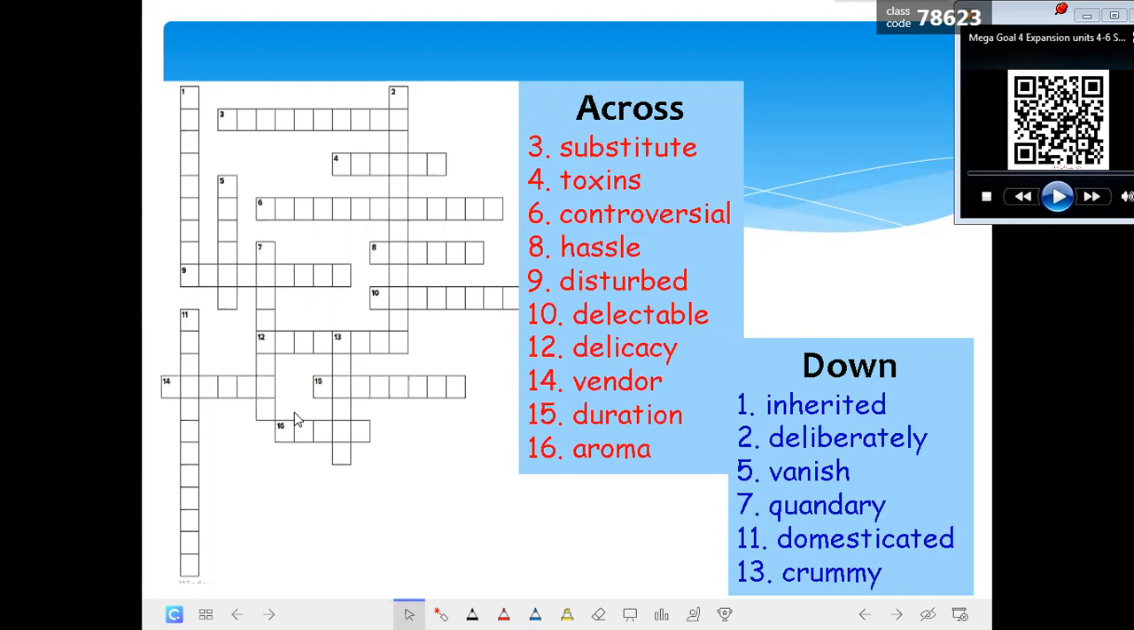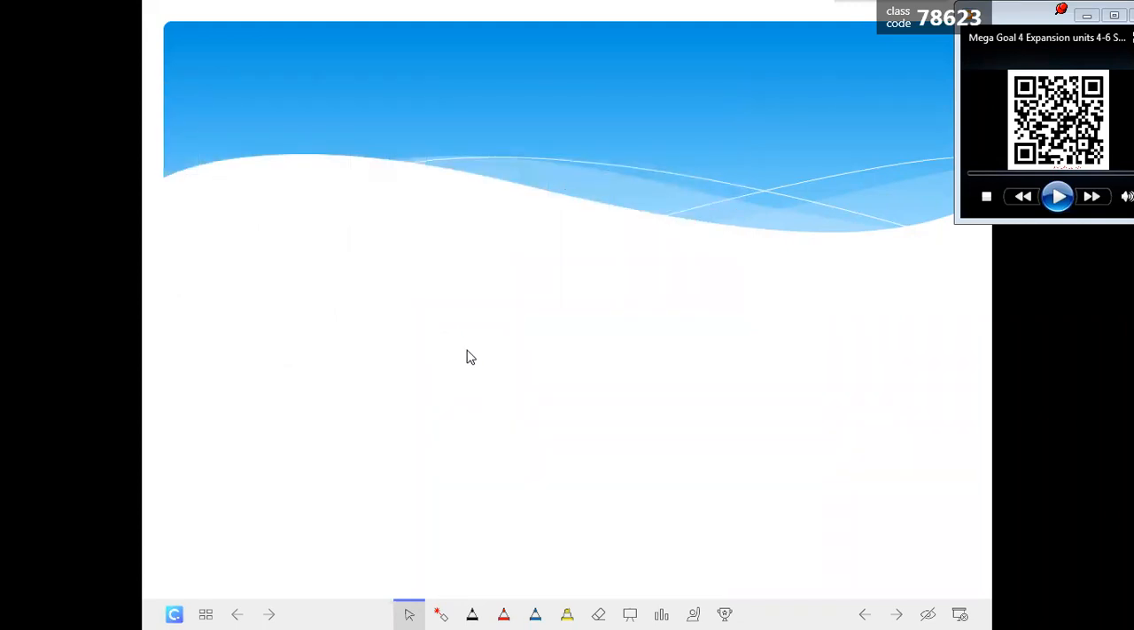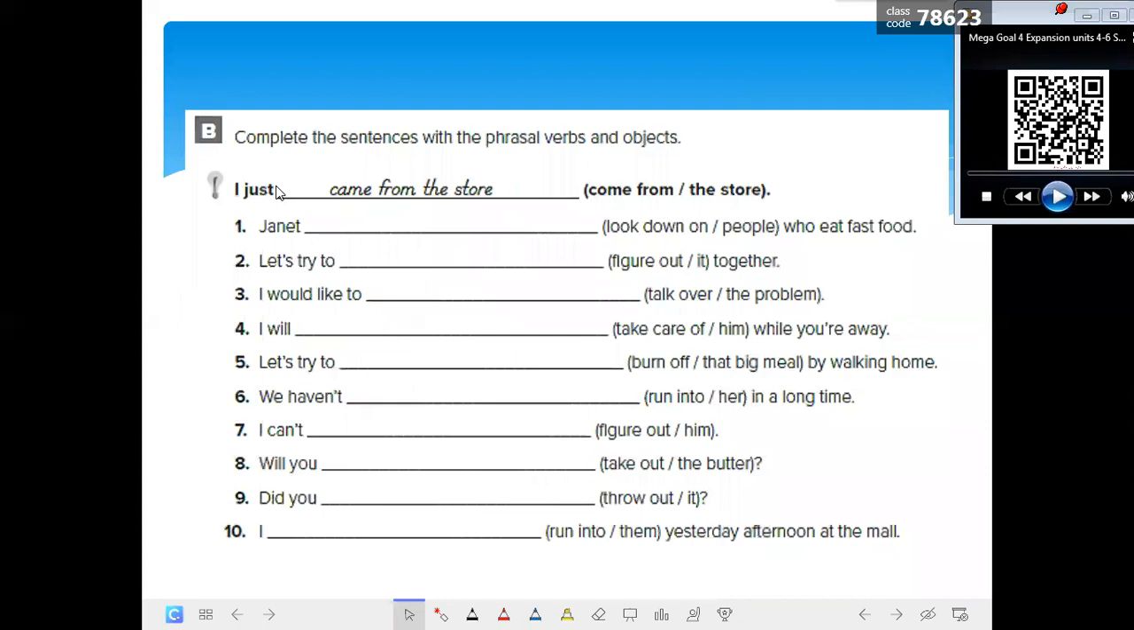Okay, now let's go to page 68. I want you to open on page 68. Exercise B. He wants you to complete the sentences with the phrasal verbs and objects. If any student can participate and give me the answer, please raise your hand and I will give you the mic to talk. As you see here, for the example, I just came from the store. Here he used the phrasal verb come from, but in the past, and the object after this phrasal verb.